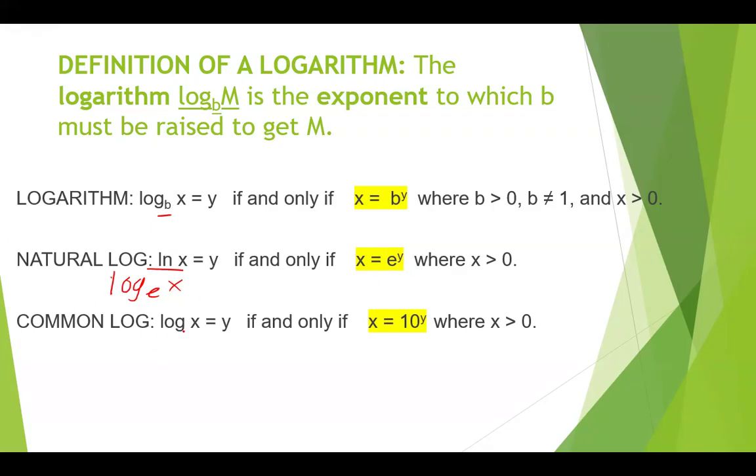Then we have common log. Common log means that your log has a base of 10. So when you write its inverse, the exponential, it's going to be x equals 10 to the y. Okay, do we see the connections, the patterns? Something helping you click?